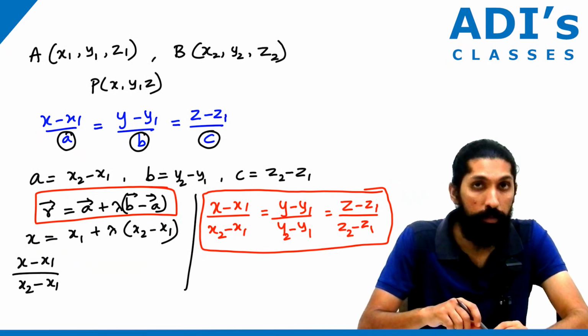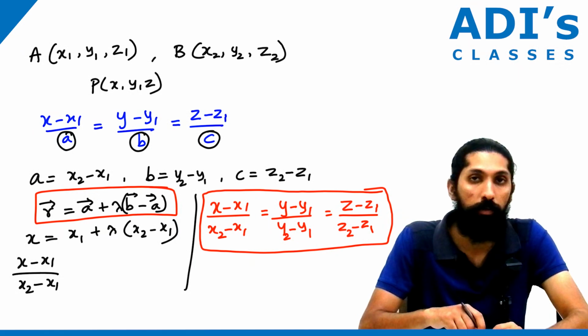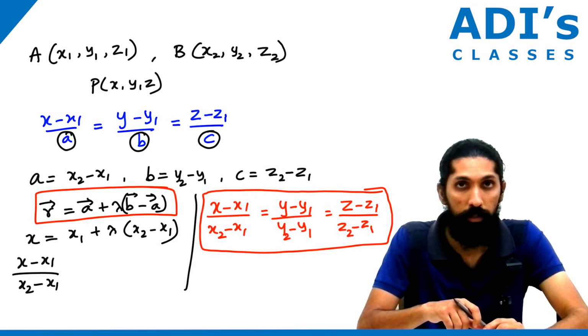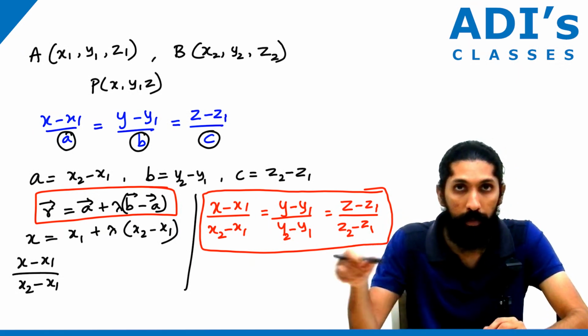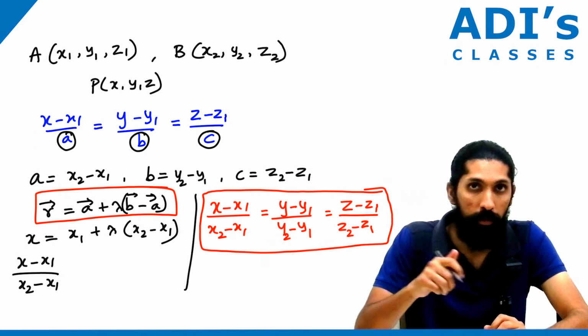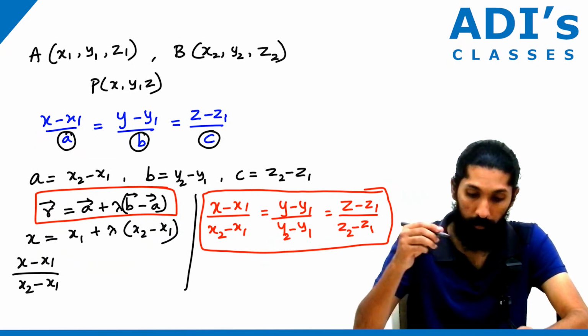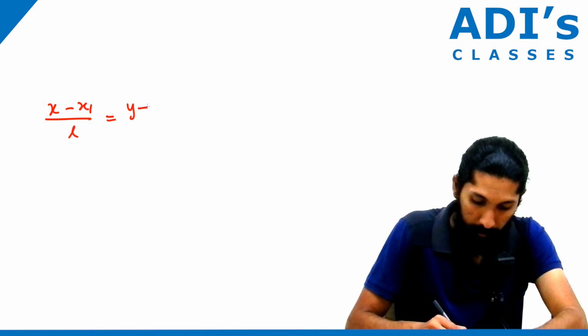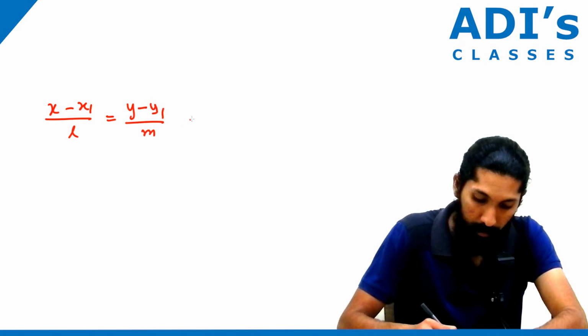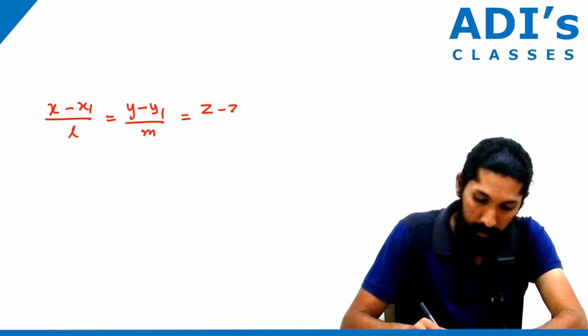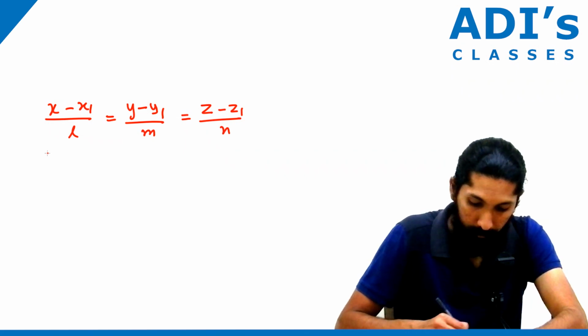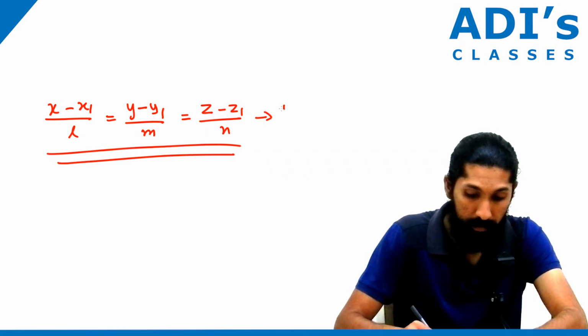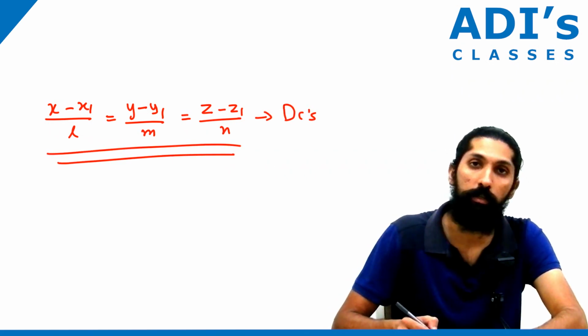What if direction cosines are given? Now generally when we talk about direction cosines, we'll get in terms of l, m, n, correct? For that also we have an equation. So for that, the equation is going to become x minus x1 by l is equal to y minus y1 by m is equal to z minus z1 divided by n. This is when DCs are given, direction cosines are given.